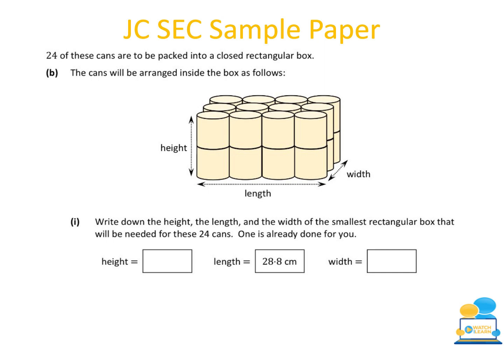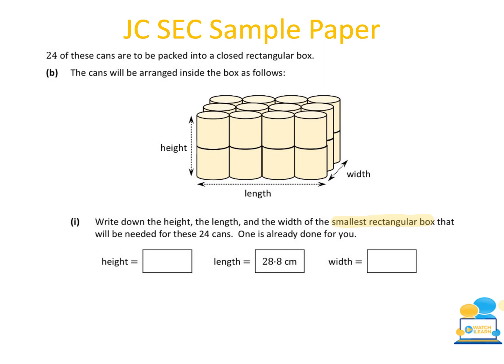One is already done for you. So they've told us the length already. They've given us the length as 28.8. What they mean when they say the smallest rectangular box, they're basically just saying that you've no space left, that your box completely encapsulates all of those cylinders without having any gaps or anything.